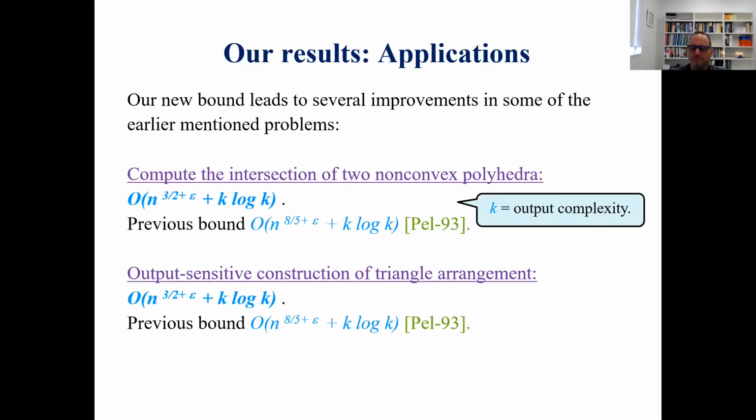Okay. On the other hand, these two problems were considered by Pellegrini: computing the intersection of two non-convex polyhedra. We have an algorithm whose running time is n to the 3/2 plus k log k, and the previous bound was n to the 8/5 plus k log k. The same thing goes with output-sensitive construction of triangle arrangements. The running time is n to the 3/2 plus k log k, and Pellegrini gave n to the 8/5 plus k log k.